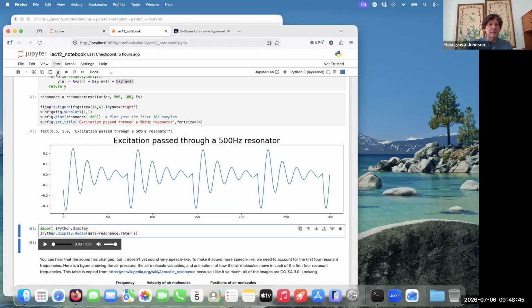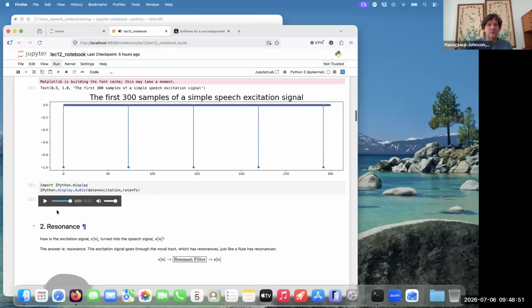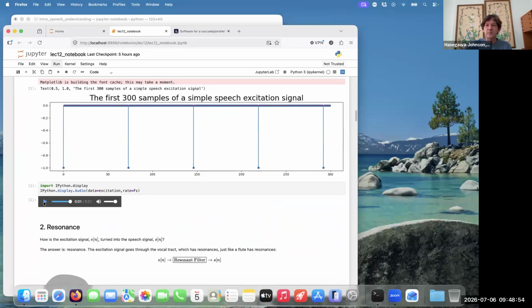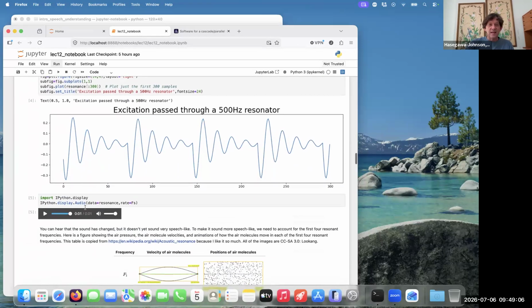And if we listen to it, it sounds like. Let me play you both of those. Here's the original vocal folds excitation, the excitation caused by the closing of your vocal folds. That's just a buzz, right? But now that I've filtered it through this resonance, it sounds kind of like when you blow on a bottle or you sing in the shower. It sounds resonant.